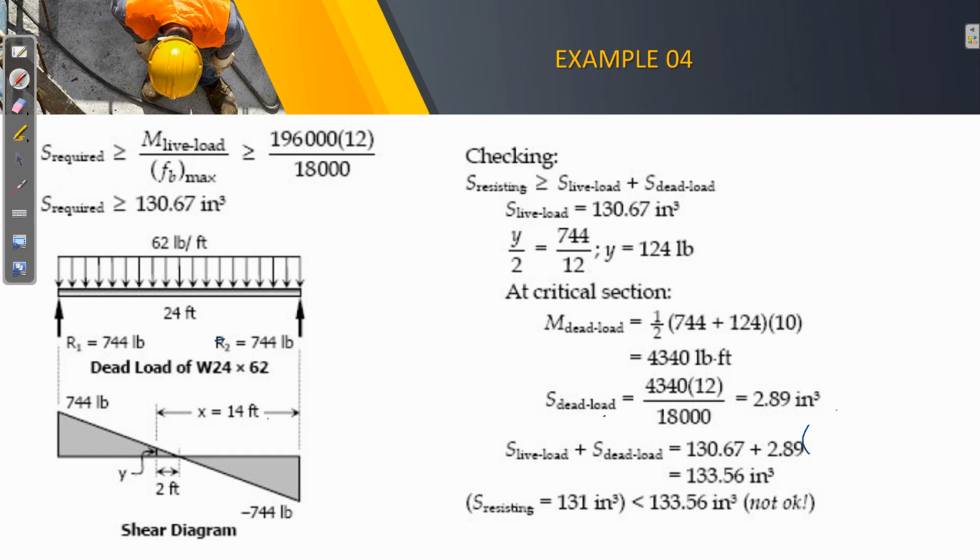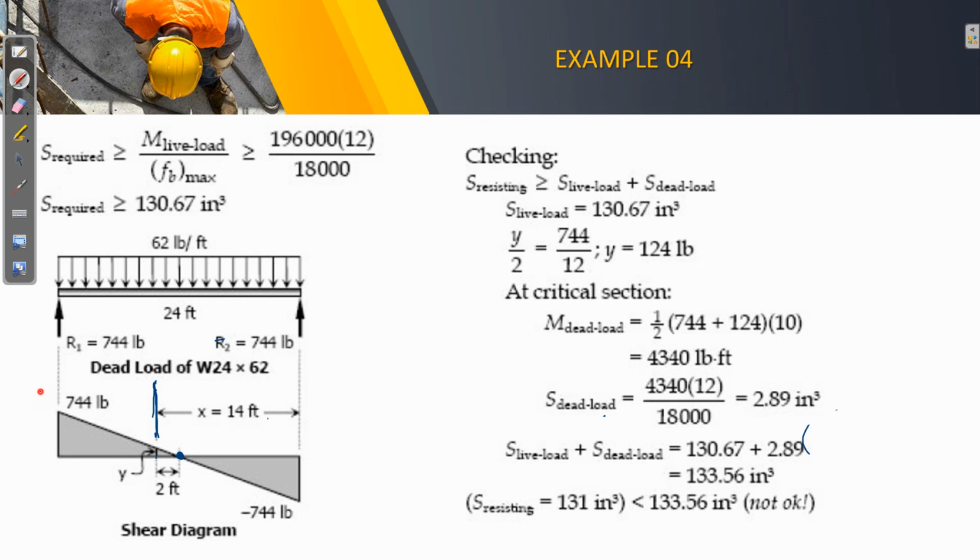So from that S of 130, we need to determine the moment caused by the dead load as well as the section modulus for the dead load. And your dead load this time, or the maximum moment, is no longer at the center. So we need to refer it to the location of your maximum moment. Okay.